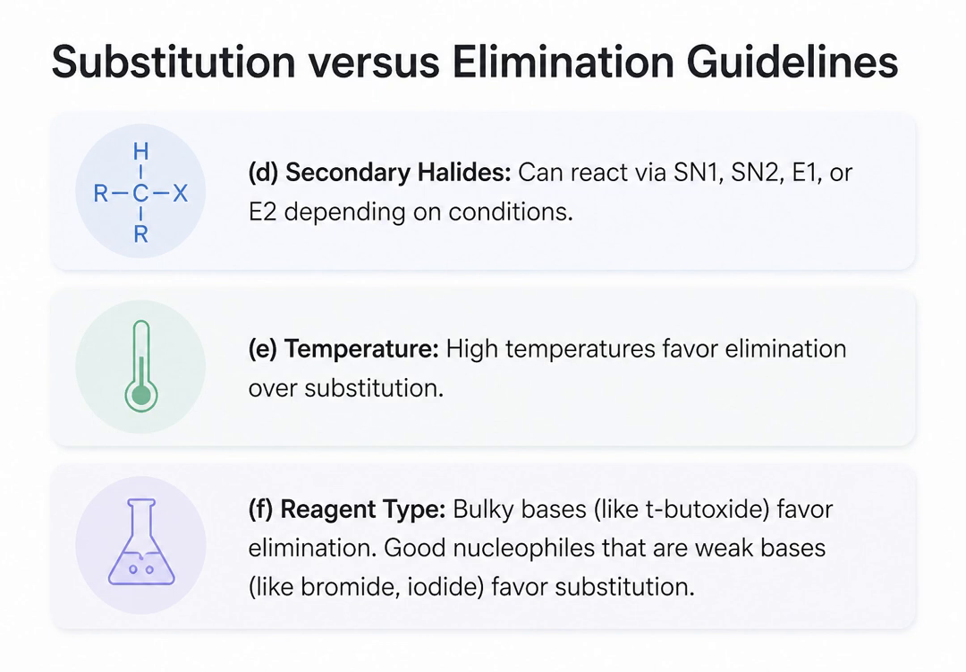Finally, the specific nature of the reagent helps. Bulky bases like tert-butoxide are too big to act as nucleophiles, so they heavily favor elimination. Conversely, large polarizable ions like bromide or iodide are great nucleophiles, but terrible bases, so they favor substitution.